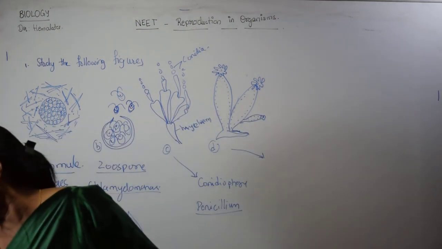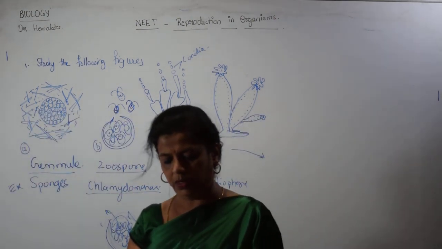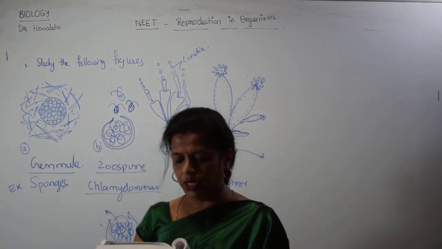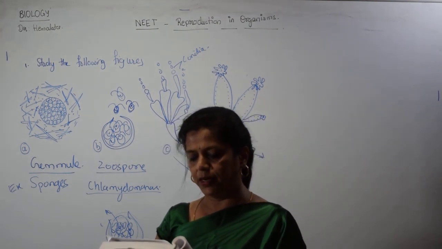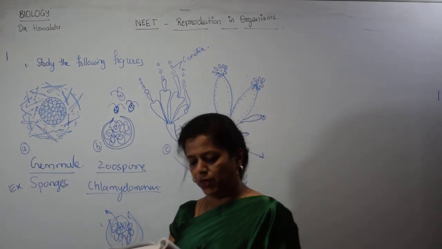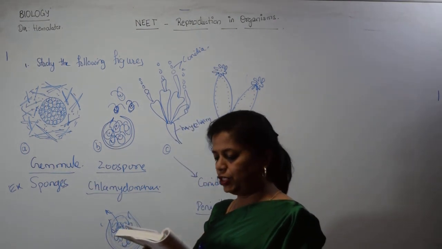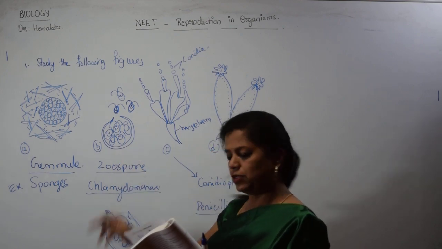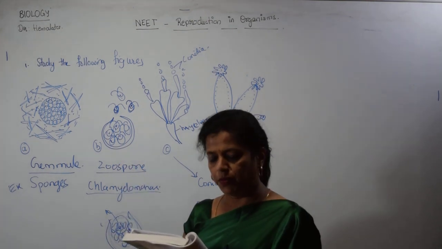Okay, you can see here in your question paper, they have given that A shows the asexual reproduction in sponges through internal buds. This is the right option. Second, B shows the sexual reproduction through zoospores. This is not sexual reproduction, it is asexual reproduction. So the second statement is wrong.